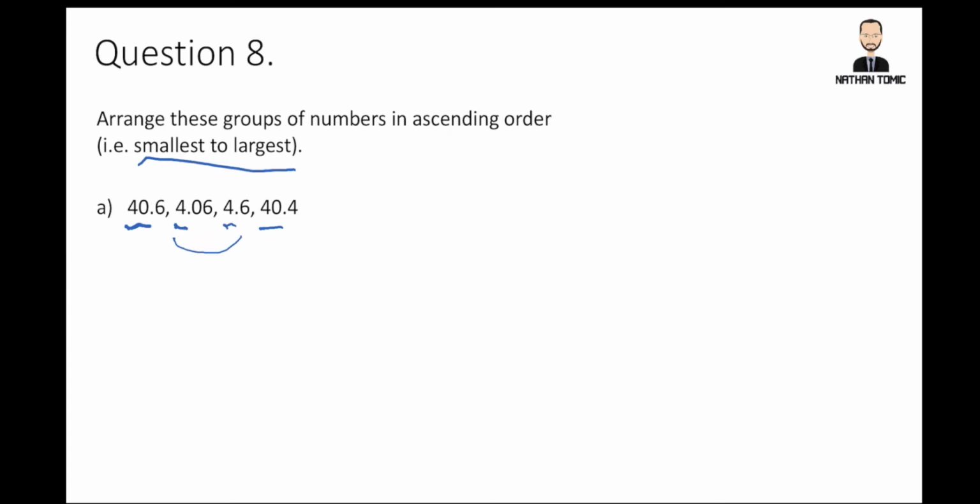But they both have a 4 as the whole number, so we now have to look at the first decimal position to see which one is bigger. So the first number has a 0 in the tenths column, and the second number has a 6 in the tenths column. So if we are going from smallest to largest, we would certainly start with 4.06 being the smallest, then 4.6 being the second smallest.